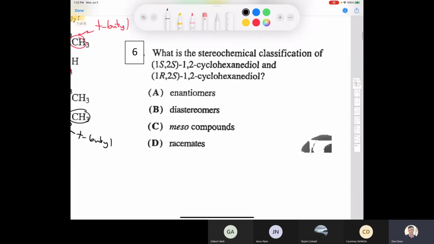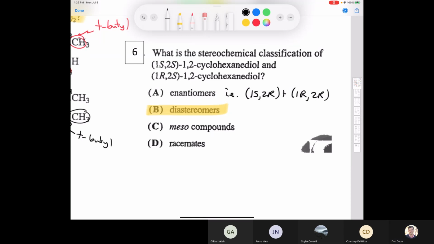Number 6, it says, what is the stereochemical classification of 1S, 2S 1,2-cyclohexane diol, and 1R, 2S cyclohexane diol? Can anybody answer that quickly? They're the same at one stereocenter, but they have the opposite configuration at the other stereocenter. So what would the relationship be? Yeah, they're diastereomers, aren't they? If they were enantiomers, an example of that would be if you had 1S, 2S, and 1R, 2R. Those would be enantiomers, for example.